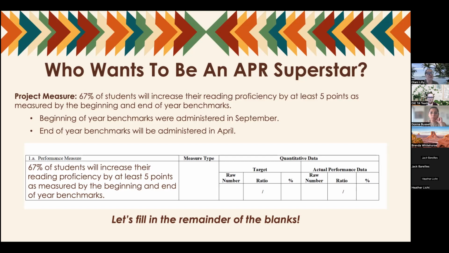The context is the beginning of year benchmarks were administered in April. End of year benchmarks will be administered in, sorry, I messed that up. I was reading ahead. So reverse: beginning of year benchmarks were administered in September. End of year benchmarks will be administered in April. So how are you going to complete this data? You see the project measure there in the performance measure. What type of measure is it?